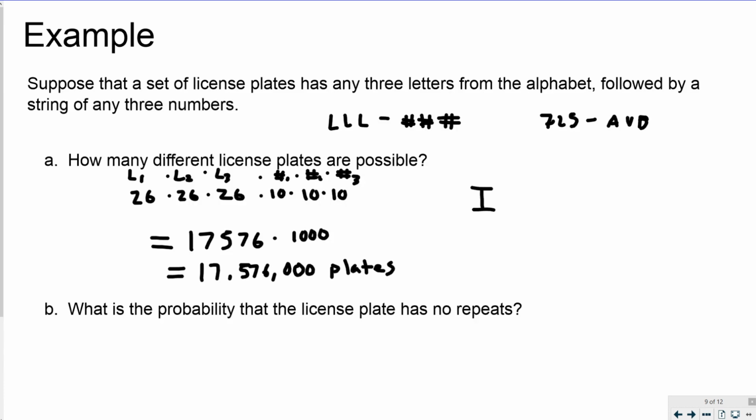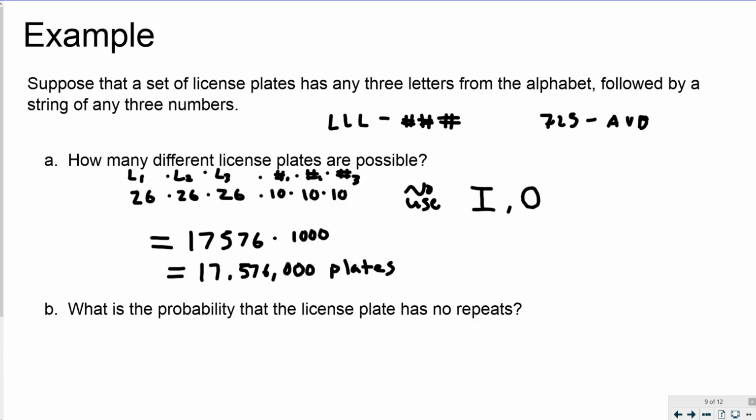Now, I do want to say that the government usually does not use I and does not use O. So this would actually be 24, 24, 24. But the problem doesn't actually say anything about that. Usually the government, though, doesn't use I and O because I and O look like 1 and 0. And so in order to cut down confusion, they do not use I and O unless those are printed on vanity plates.